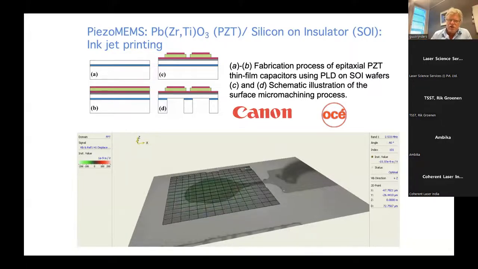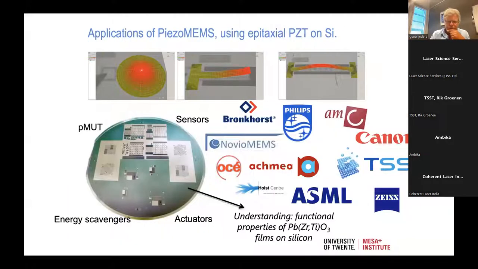And that also means that the manufacturing readiness level is such that we can integrate such complex materials in real devices. And this is what we did already for a long time. And here you can see some examples of multi-purpose wafers where we made energy scavengers, actuators, piezo micromachines, ultrasound devices. And with that, we collaborate quite a lot with several companies.